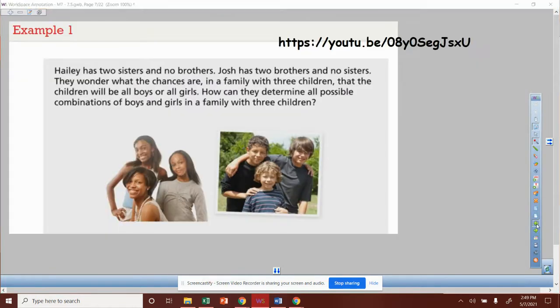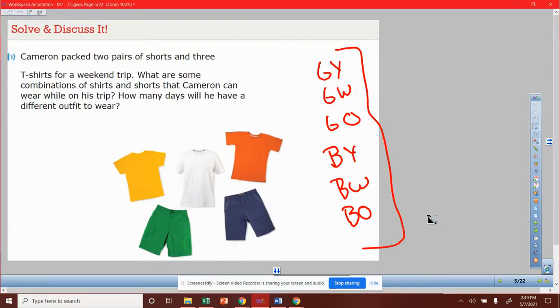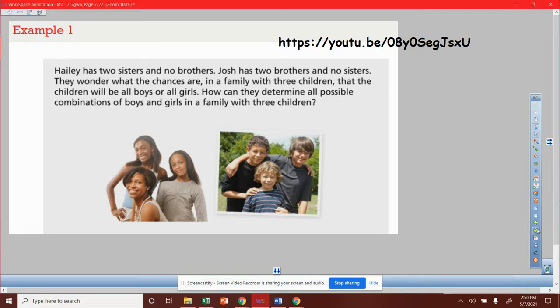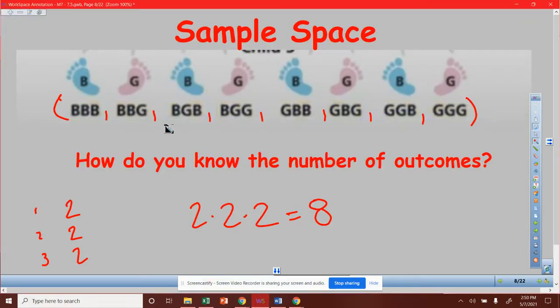So if you remember the original problem we did to start today, you had an outcome to get a pair of shorts. There was 2 of those. You had an outcome to get a shirt. There was 3 of those. 2 different events. But if I want to know how many different options there are, I can do 2 times 3. There's 6 different options, and that's what you all found. So just like our other problem, we ended up with 8 different outcomes.